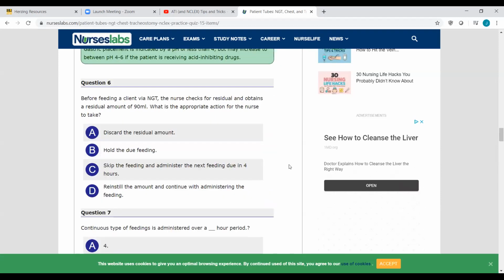All right, before feeding a client, the nurse checks for residual and obtains a residual amount of 90. What is the appropriate action for the nurse to take? D. Yeah, so 90 isn't very much. I've had people in the past ask, why don't you just get rid of that? Why don't you just squirt that in the toilet? Why do you have to reinstill it? Why do you guys think?